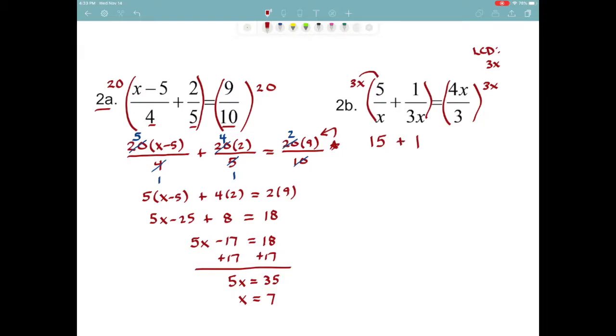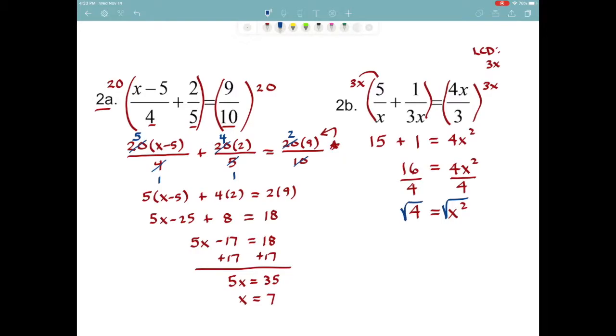So 15 plus 1 is going to equal, on this side, 3x times 4x is 12x squared, but then we're going to divide by the 3, which is going to make it back into 4x squared. Now we'll simplify the left side. We have 16. That equals 4x squared. And since we only have a single x term here, and it's the one that's squared, we can go ahead and isolate it. So we'll divide each side by 4. 4 equals x squared. We'll take the square root of each side.